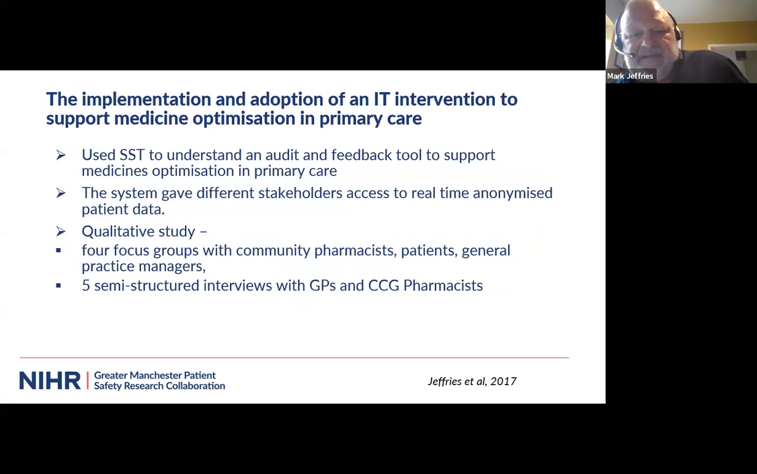So this is some work that we did around an audit and feedback system in primary care for prescribing safety, and we used strong structuration theory to try and understand what was happening there. Again, this was a system that gave different stakeholders access to real-time anonymized patient data, and stuff around blood tests and test results and about what medicines they were on. And we did some qualitative work with some focus groups and some interviews. Next slide, please.